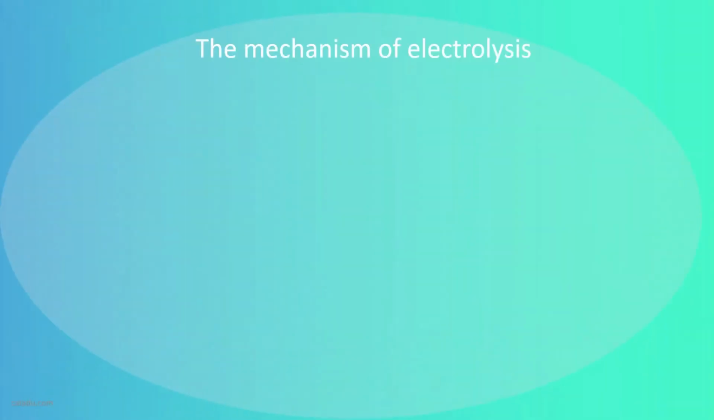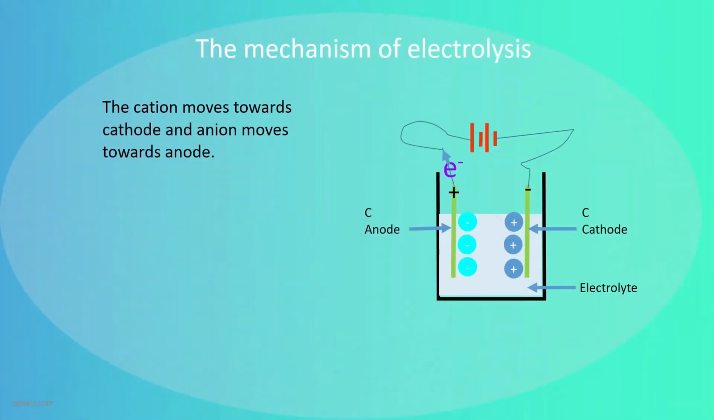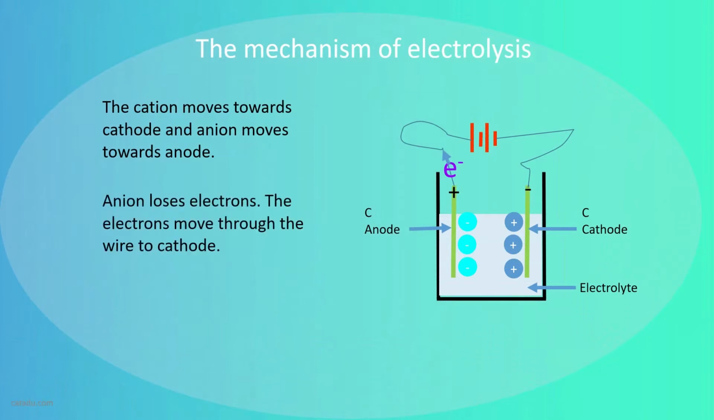The mechanism of electrolysis. Anion loses electron and the electrons move through the wire to the cathode. The cation gains electron from the cathode.